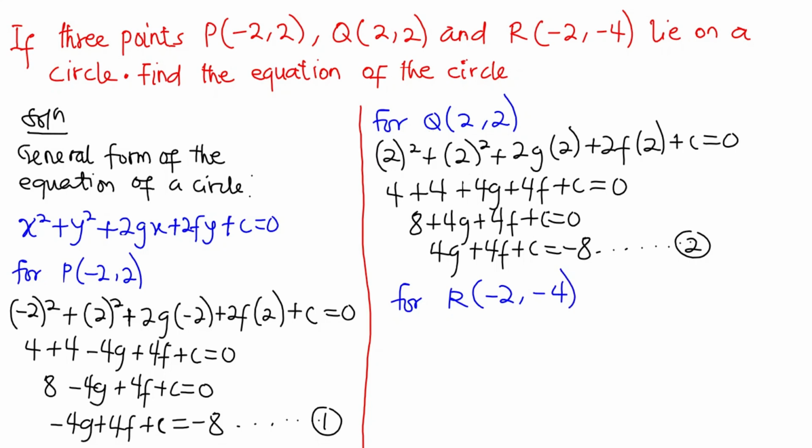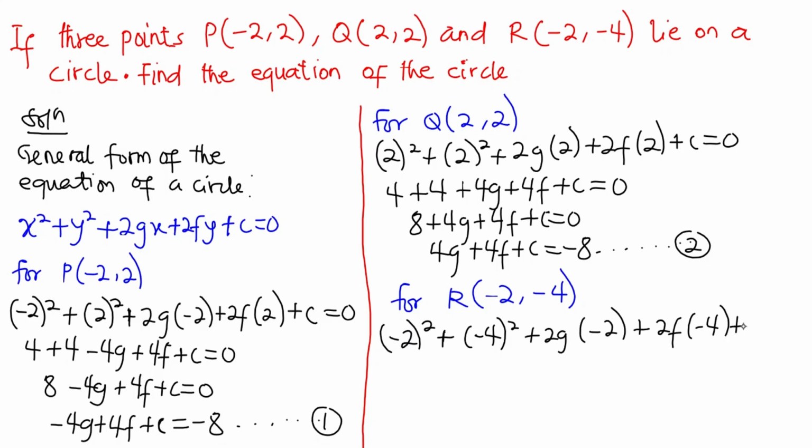Once there are negatives in the coordinate, we should be very careful when multiplying by the other terms too. So by substitution, we have minus 2 all squared plus minus 4 all squared, and then plus 2g, but x here is minus 2, and then plus 2f, y here is minus 4, plus c, giving us 0.